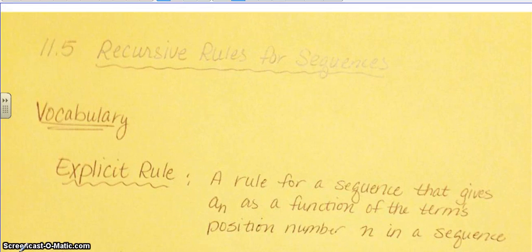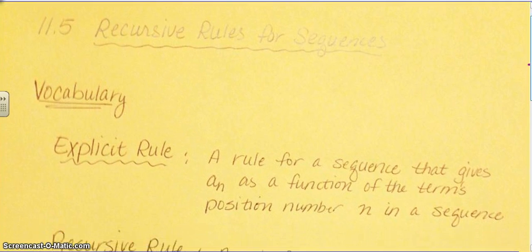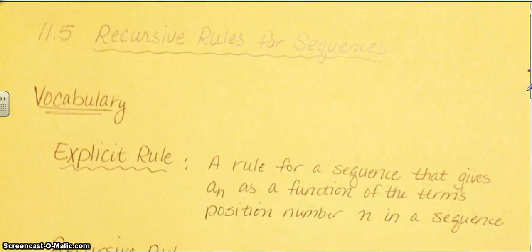Today we're going to talk about different types of rules for sequences. One that we already know was the explicit rule. An explicit rule, as defined by our text, is a rule for a sequence that gives a sub n as a function of the term's position n in a sequence. That sounds really complicated, but all it means is something like this.